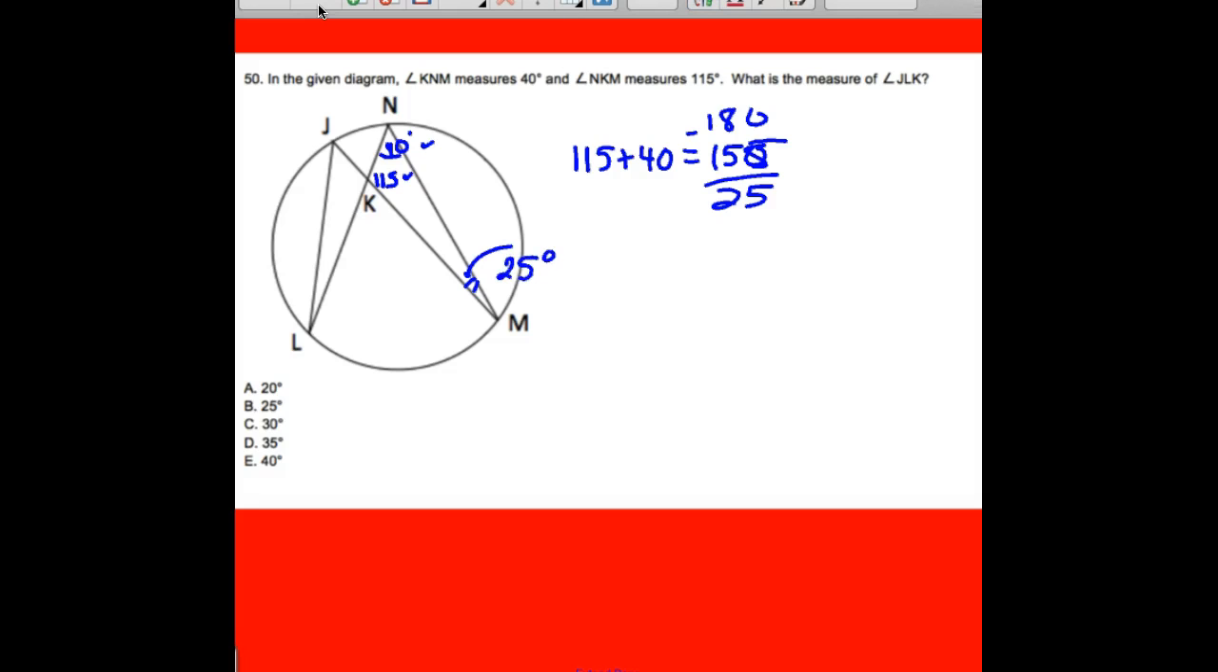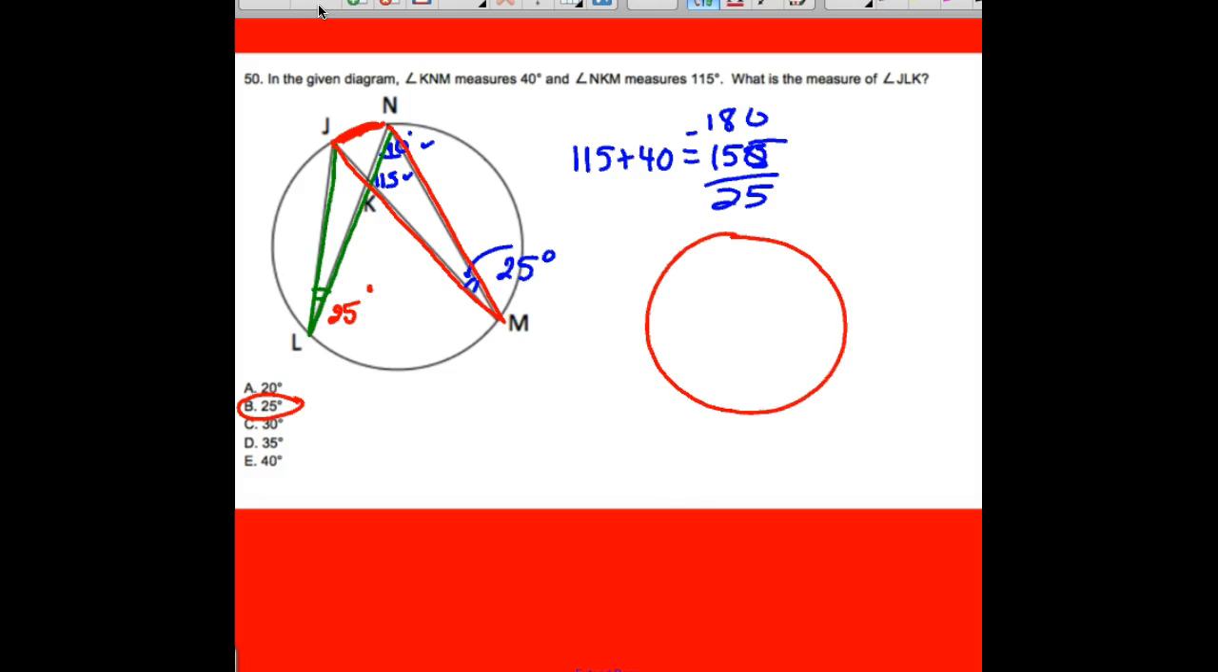It asks me, what's the measure of JLK? That's this one. Well, from geometry, when an inscribed angle like this one that hits on the circle cuts off the same arc as another inscribed angle, they both cut off arc JN, these angles are congruent. Okay, so if that's 25, this has to be 25. So angle JLK is also 25 degrees.